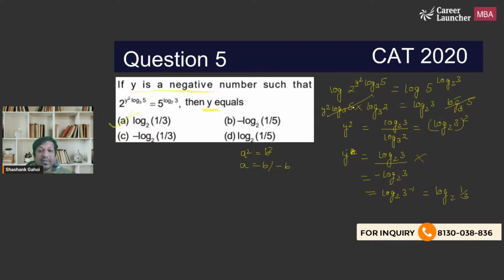Why am I saying that? Because this says that y is a negative number, and what people do is solve till this point and directly assume that this is the right value. This is not the right value because it says y is a negative number. So let's move on to the next question.